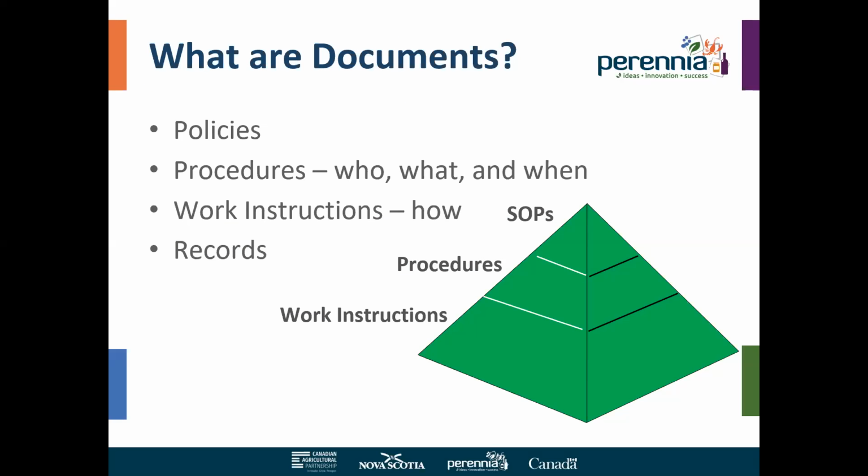Then of course, there are different documents. So types of documents: policies, procedures, work instructions, and records. So examples of policies, those can be your company policies. So the statement of commitment. What is your commitment to food safety? These are usually posted for everybody to see, so everybody knows what is expected of them.